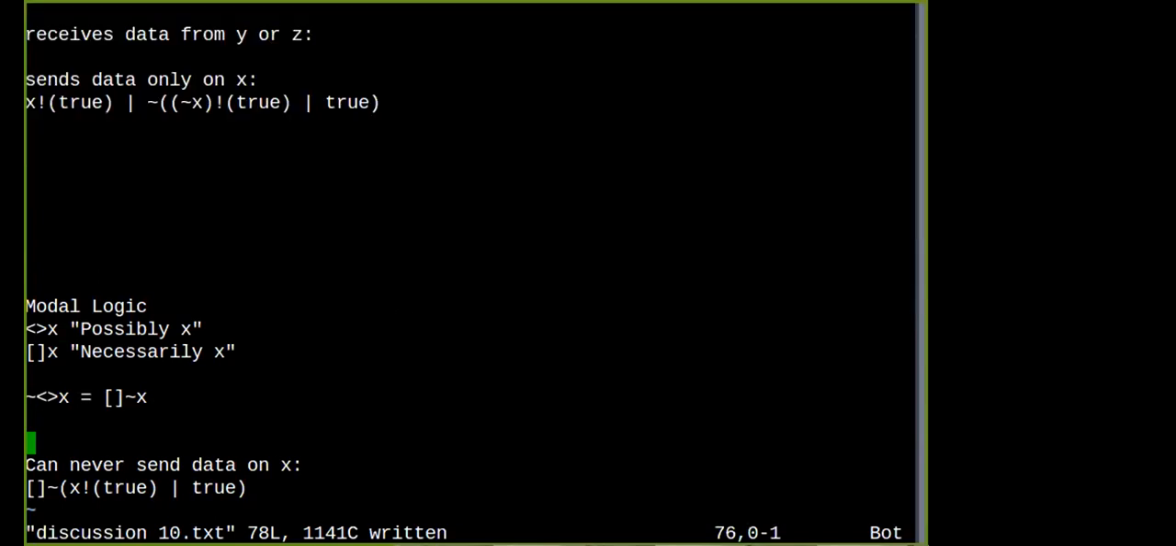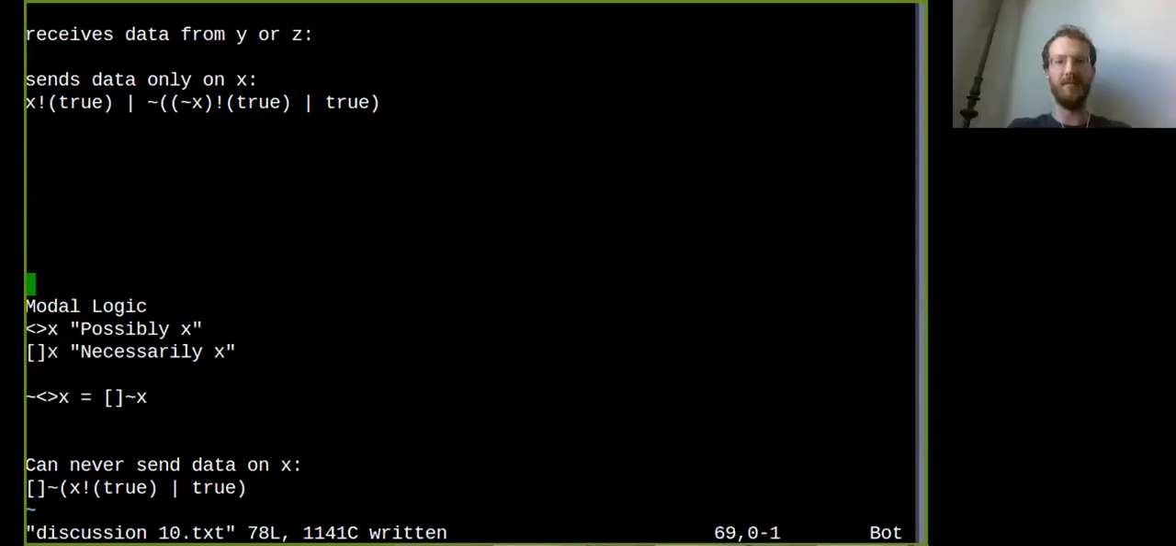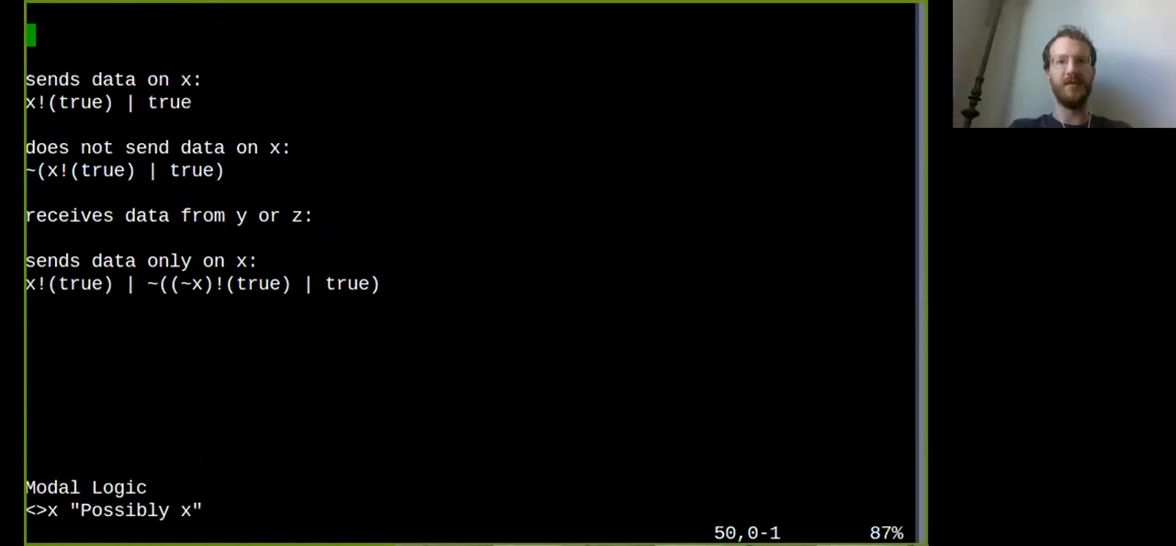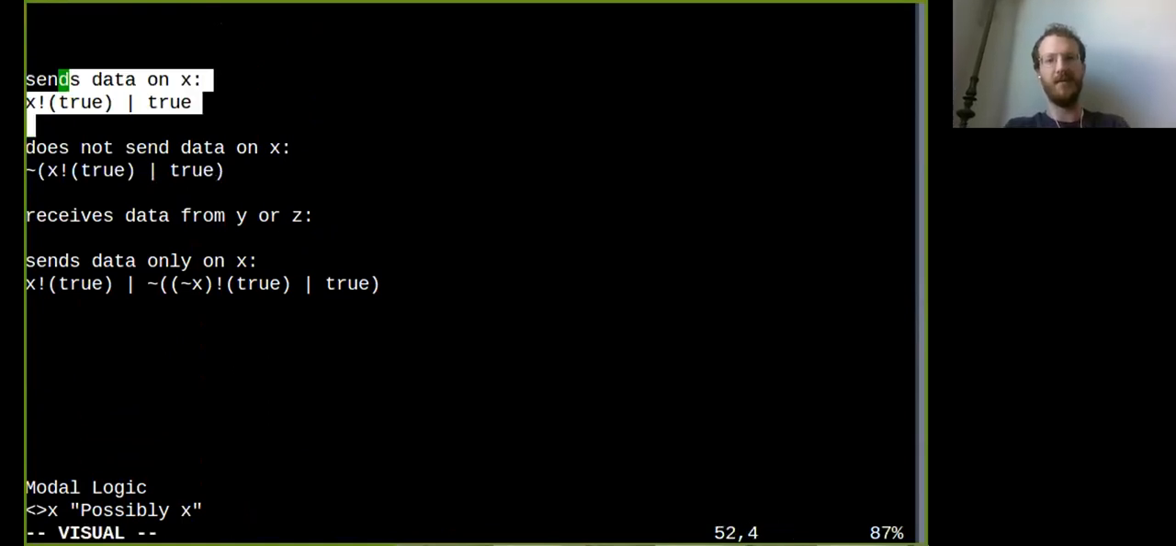Why didn't we do receives data from Y or Z? Just for time. Okay. But you could see how you have this form, which is going to be receives data, and so you'll have two of these with an or between them, right, for our logical formula.